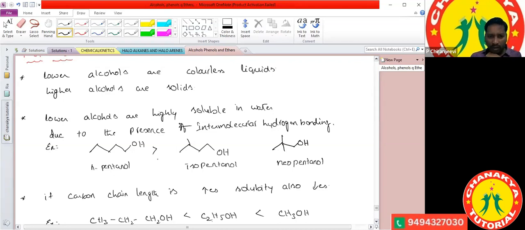Solubility. This one is strong, but you won't get it here. So which one is highly soluble in water? For example, if they had given methanol, ethanol.